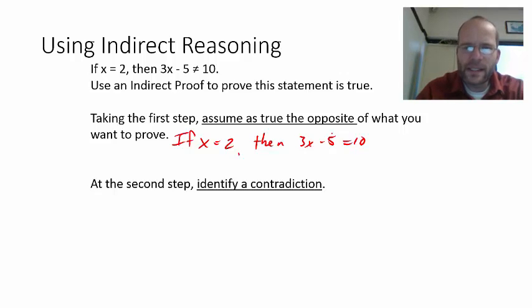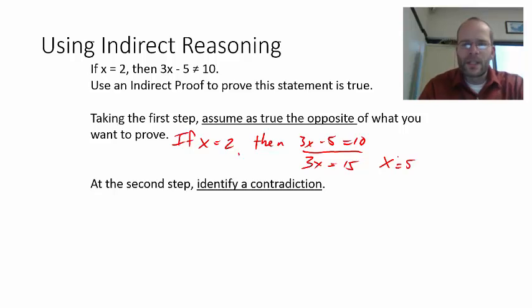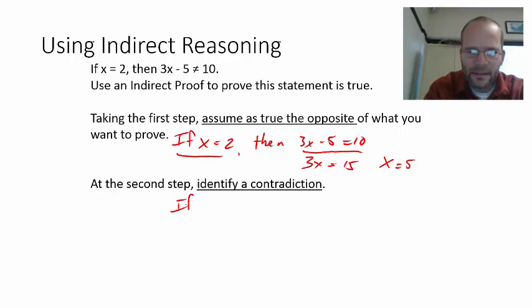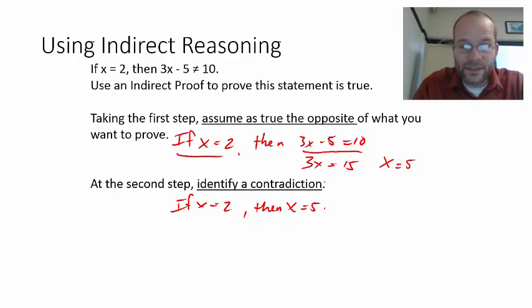Well, the easiest way is just to do some algebra over here and see if we can solve this equation for x. So we have 3x equals 15. And then finally, we know that x is equal to 5. So we're left with the following statement. It says, if x equals 2, then x equals 5. Question, does that lead to a contradiction?